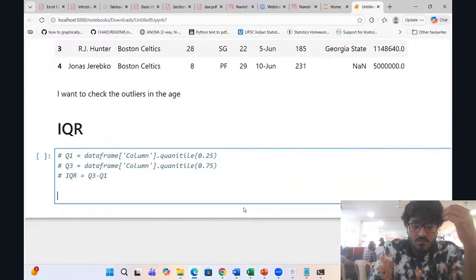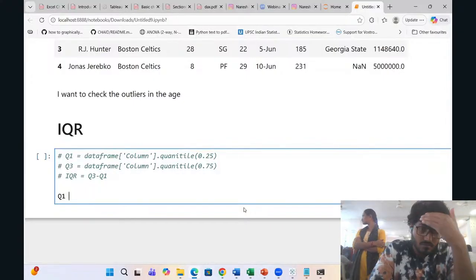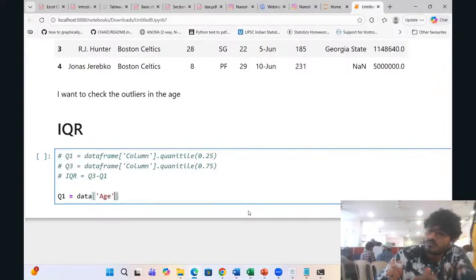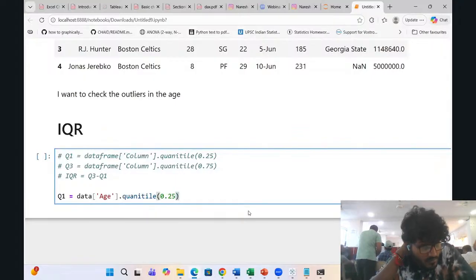See guys, whenever you are going to write any program, first you have a blueprint, an execution flow, then keep writing the program, and only then will you get success. If you directly start writing, every time you will get errors. Let's say first Q1 is equal to data of, what is the column name? Age dot, I'm going to use quantile of 0.25. Okay, so shift enter.